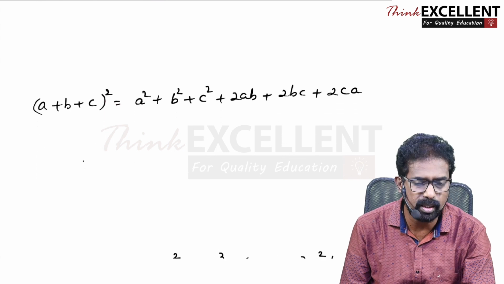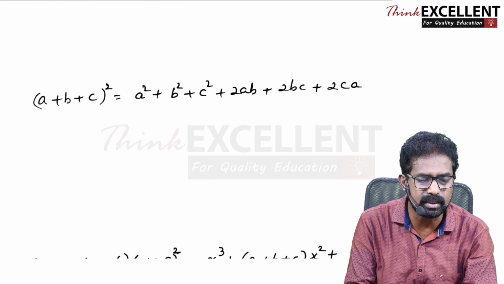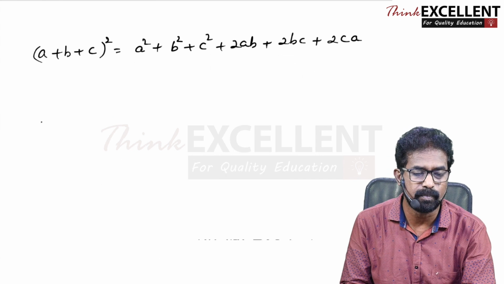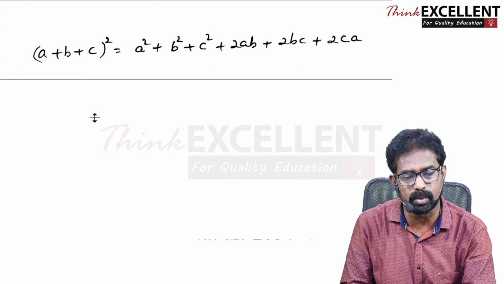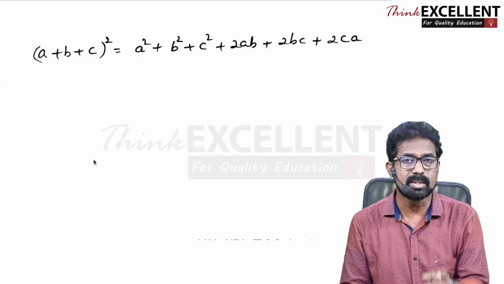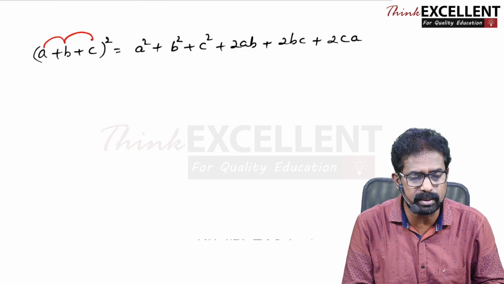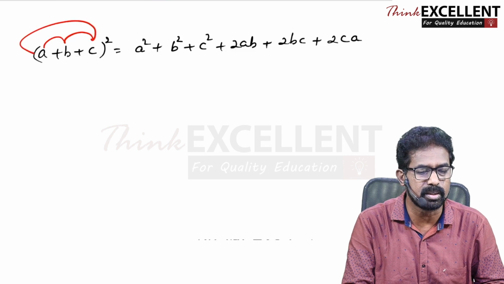Then you see this one, a plus b plus c the whole square. It is an extension of that a plus b the whole square, right? A plus b plus c the whole square. See, it's very easy to remember. A square plus b square plus c square plus 2ab plus 2bc plus 2ac, right? Taking 2 at a time.